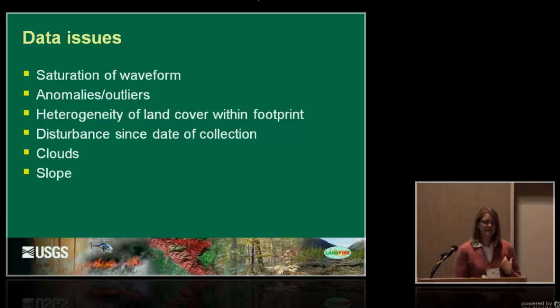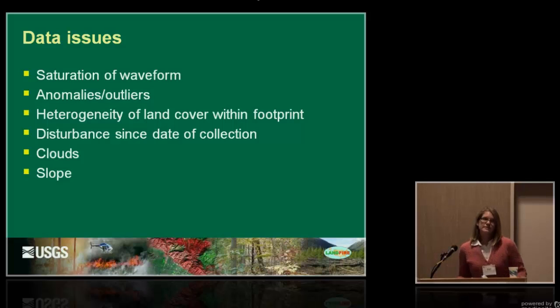Other issues that we would need to consider if we want to use the data: because of that large footprint, we have to worry about heterogeneity of land cover within the footprint. You could have a footprint that's half forest, the other half in a lake. It's not necessarily a problem, but you need to account for that. You can also have disturbance since time of data collection. Data collected in 2003, you could have disturbance if you're going to use it for subsequent mapping.